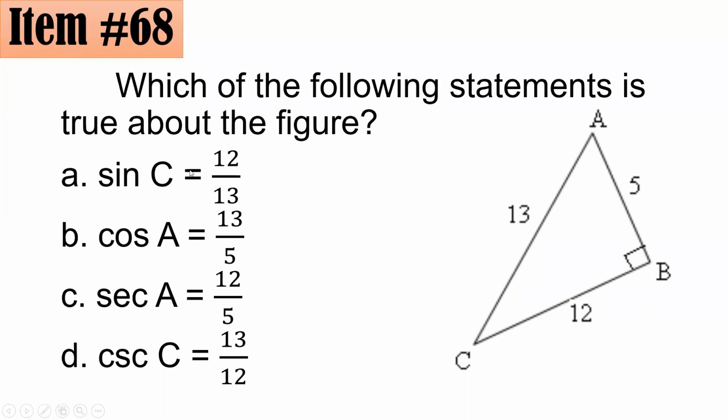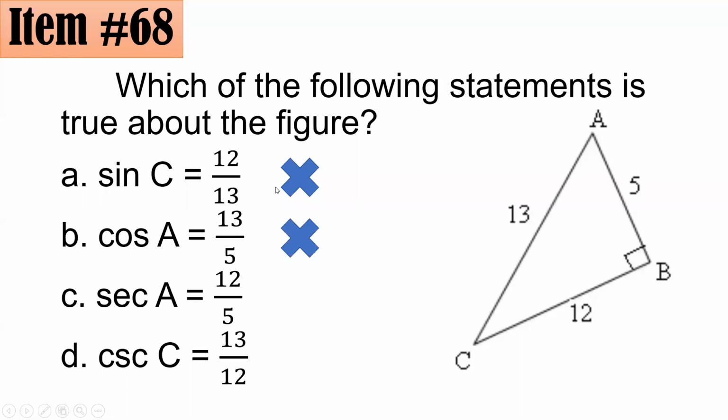Ano nga ba yung value, di ba, yung kapag sinabi nating sin C, that's opposite over hypotenuse. Yung opposite ay 5, yung hypotenuse ay 13. So dapat 5/13. So mali ito. Ano nga ba dapat yung value ng cosine A? Adjacent over hypotenuse. So ano po yan? Cosine A, ito yung si A. Yung adjacent, 5 over 13. 5/13. So mali din ito.